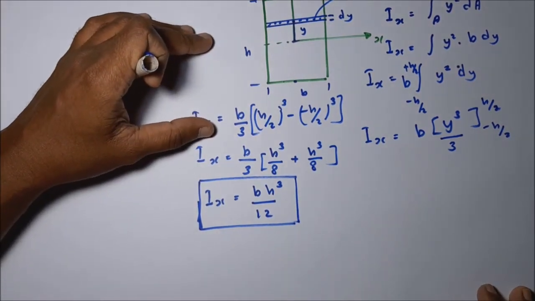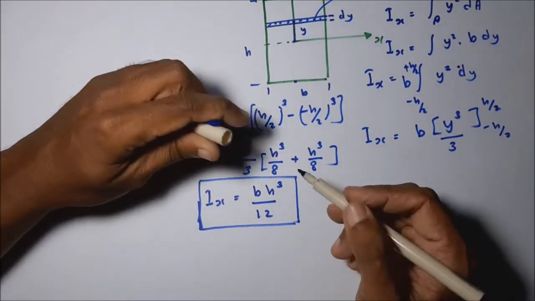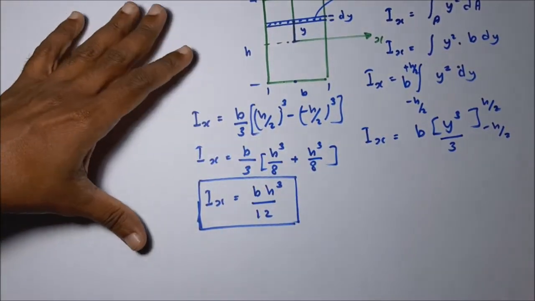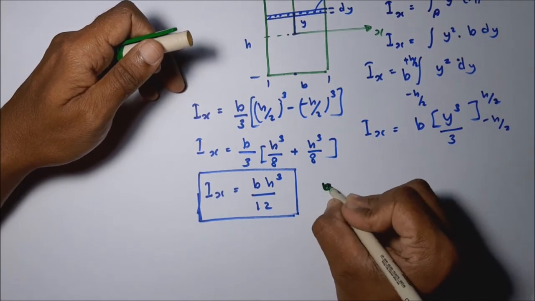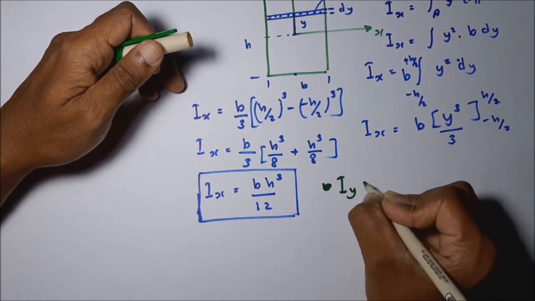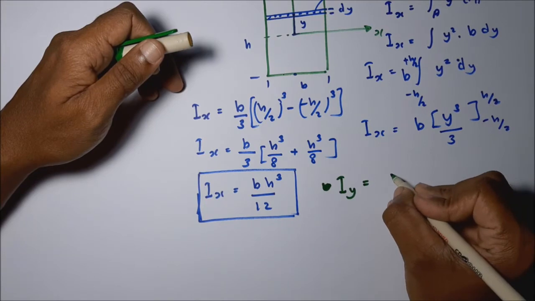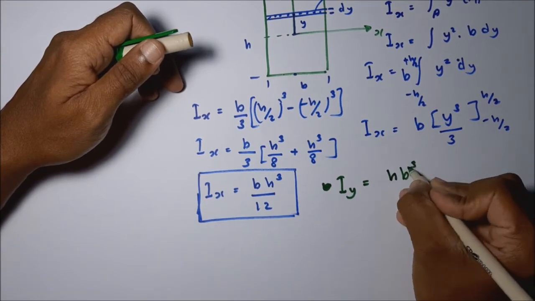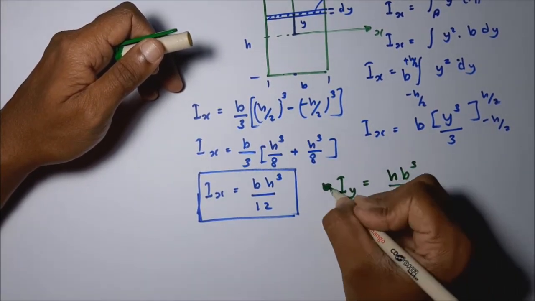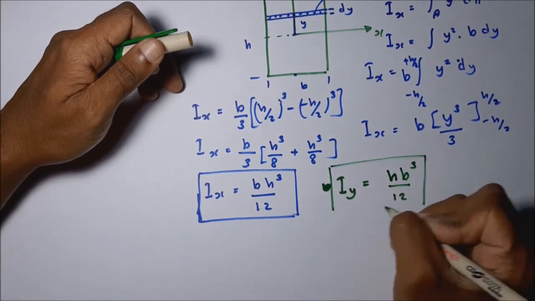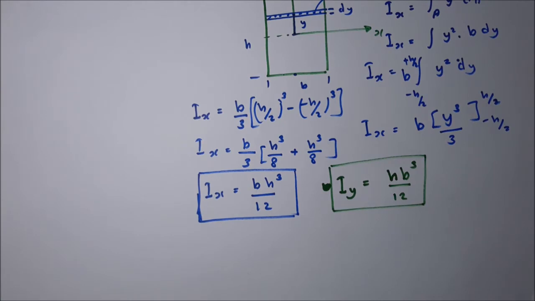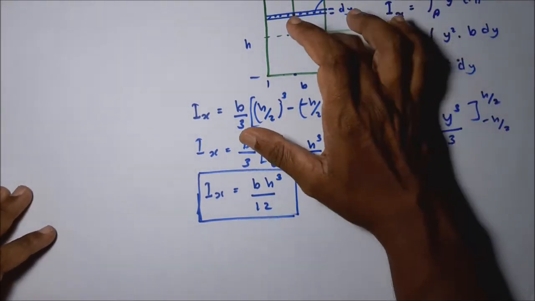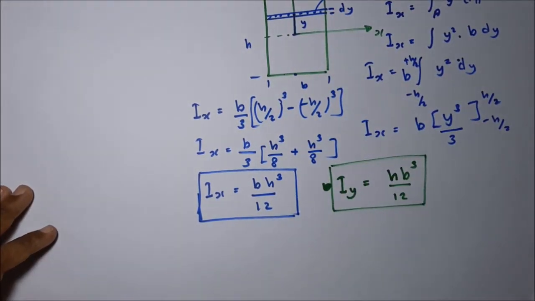Here the x-axis passes through the centroid. At the same time, similarly, we can obtain the equation for Iy: h b cube divided by 12. This is how we calculate the second moment of area for a rectangular section.